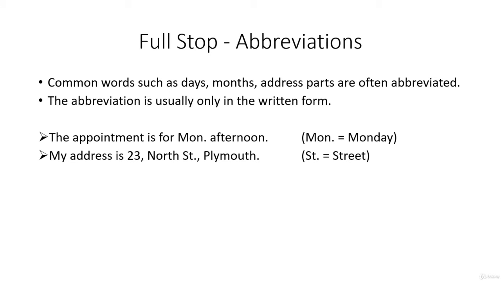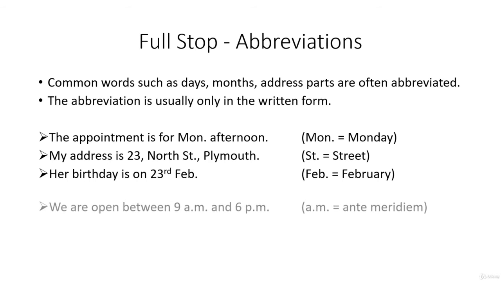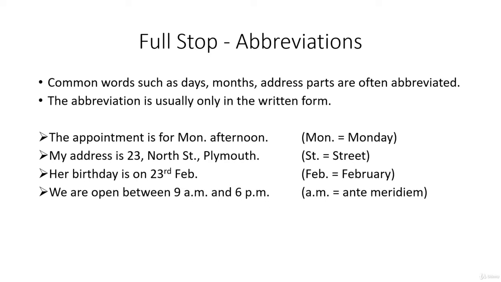My address is 23 North Street, Plymouth. And street, being a common address part, has been abbreviated to St. Her birthday is on the 23rd of February, and February is the month. It's been abbreviated to Feb. We are open between 9 a.m. and 6 p.m., where a.m. stands for ante meridiem and p.m. stands for post meridiem. And meridiem means noon or 12 o'clock, so a.m. is in the morning and p.m. is in the afternoon.